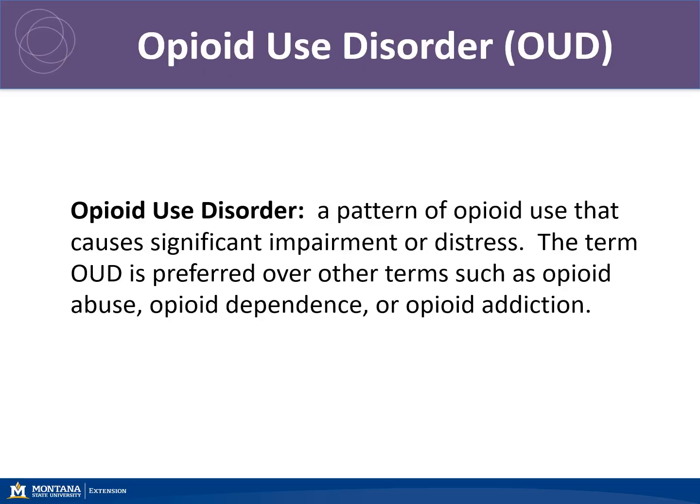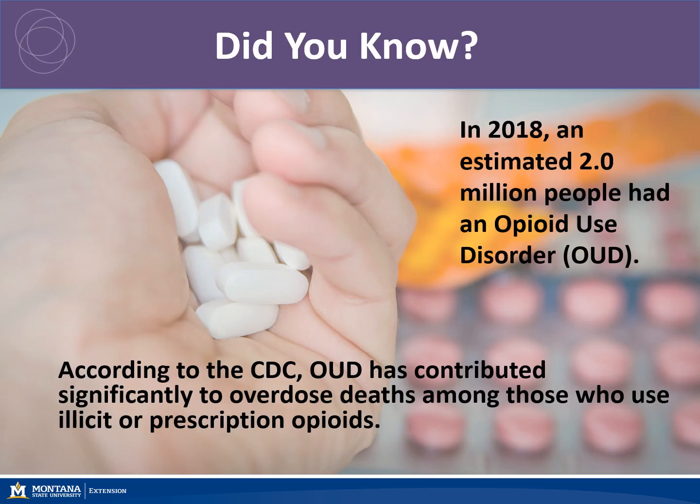As mentioned earlier in this module, when prescription opioids are not used in the way, for the reasons, in the amount, or during the time period prescribed by a doctor, there is a risk for the individual to develop opioid use disorder. Opioid use disorder is defined as a pattern of opioid use that causes significant impairment or distress. The term OUD is preferred over other terms such as opioid abuse, opioid dependence, or opioid addiction. In 2018, an estimated 2 million people had an opioid use disorder. According to the CDC, opioid use disorder has contributed significantly to overdose deaths among those who use illicit or prescription opioids.